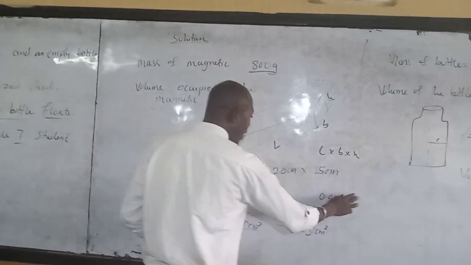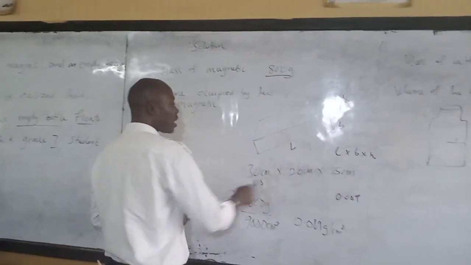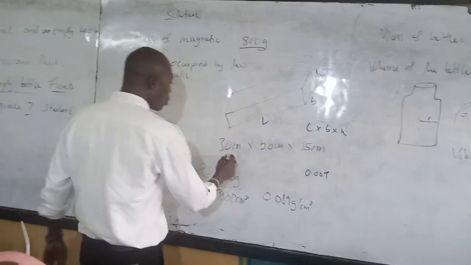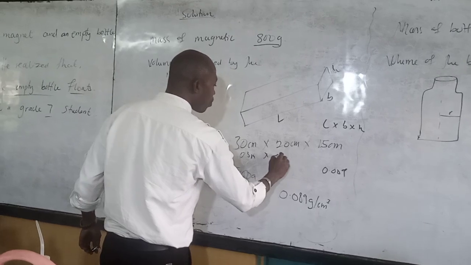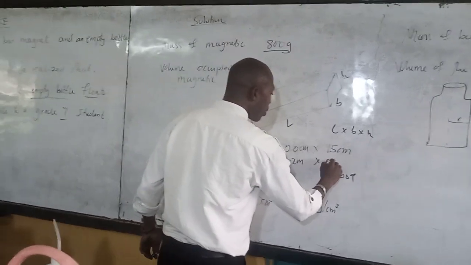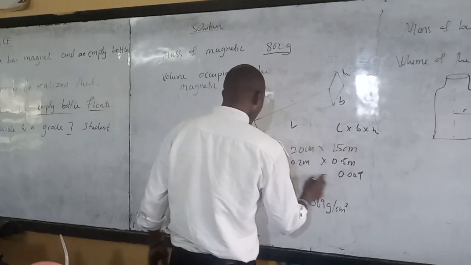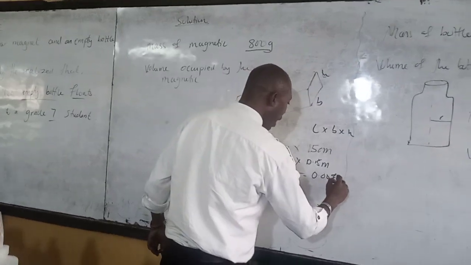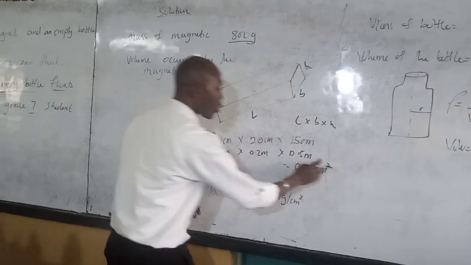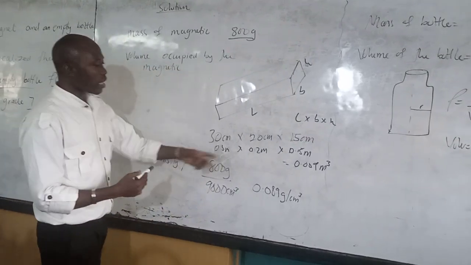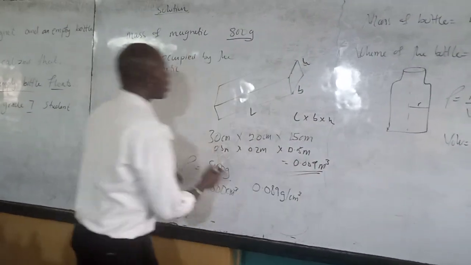Now, by assumption, if you have this in centimeters, and the standard measurement for volume is in meters, you change it to meters, times 0.2 meters and 0.15 meters. If you multiply all, you are about to get what? 0.009 cubic meters. Now you compare, this is the volume it occupies, this is the mass it occupies.